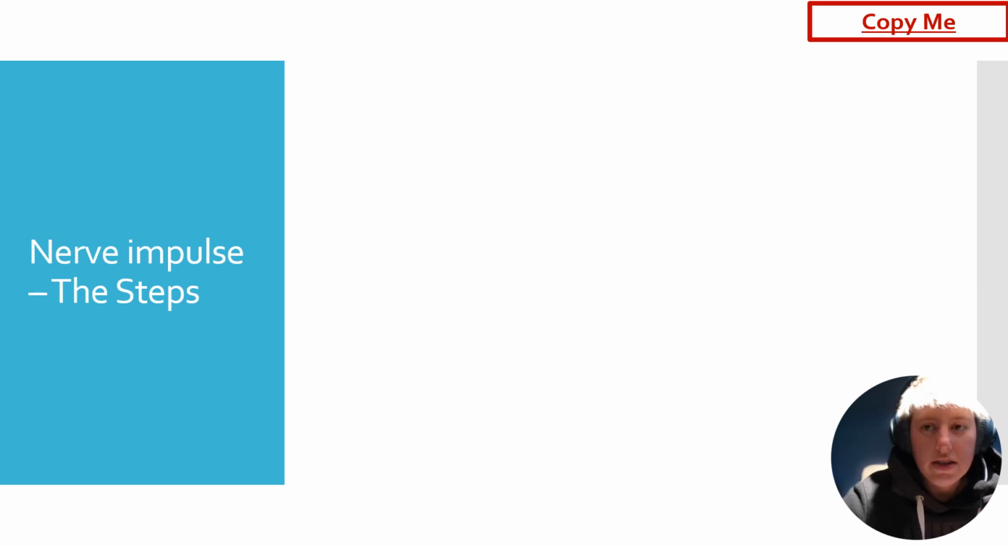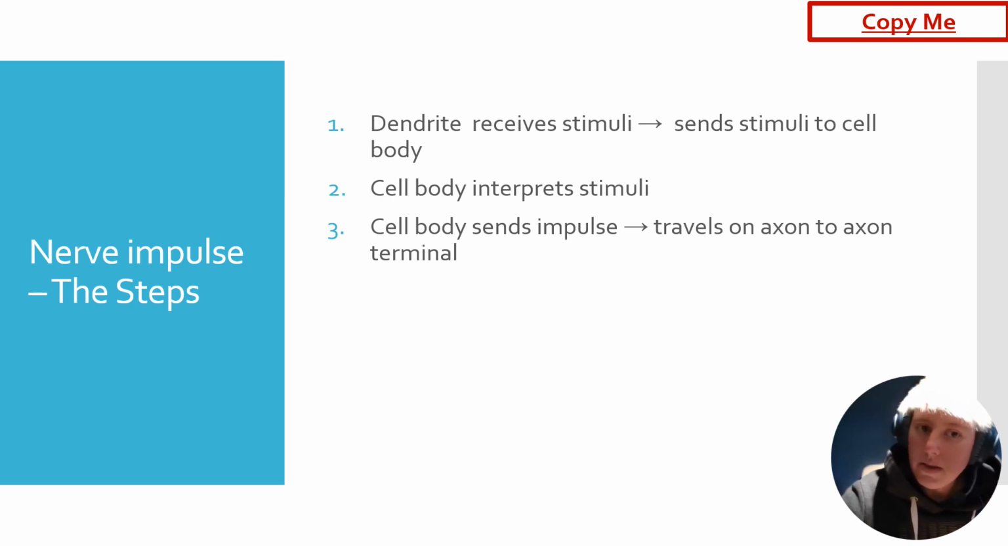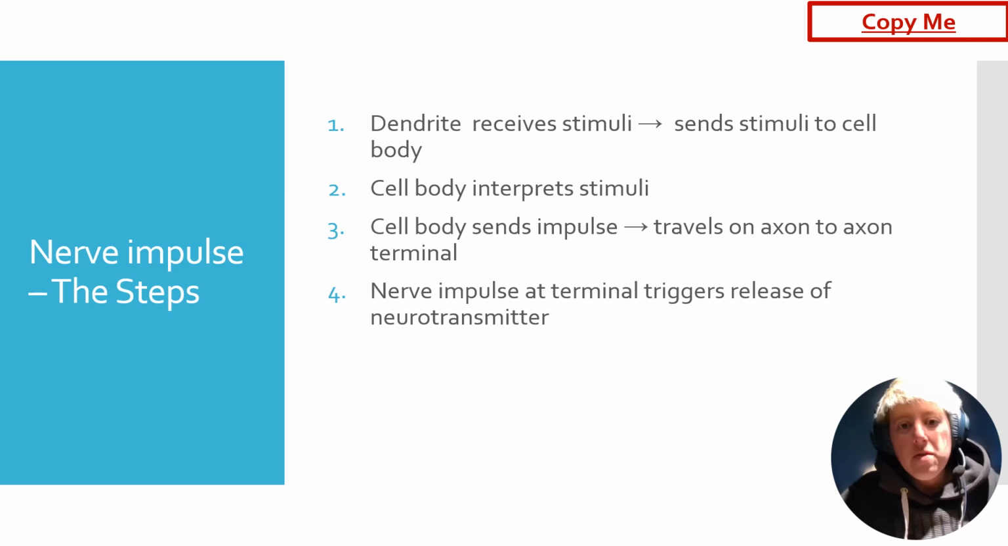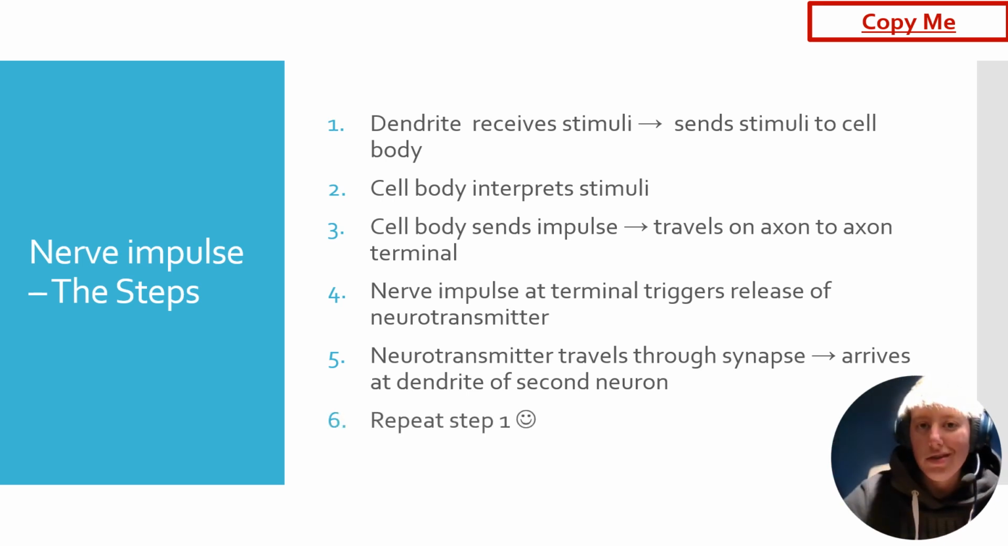So if we're looking at our steps written out, dendrite receives stimuli, cell body interprets the stimuli and sends an impulse. The impulse travels on the axon to the axon terminal. At the axon terminal, there is a release of a neurotransmitter. The neurotransmitter travels through the synapse, and then the process starts again.